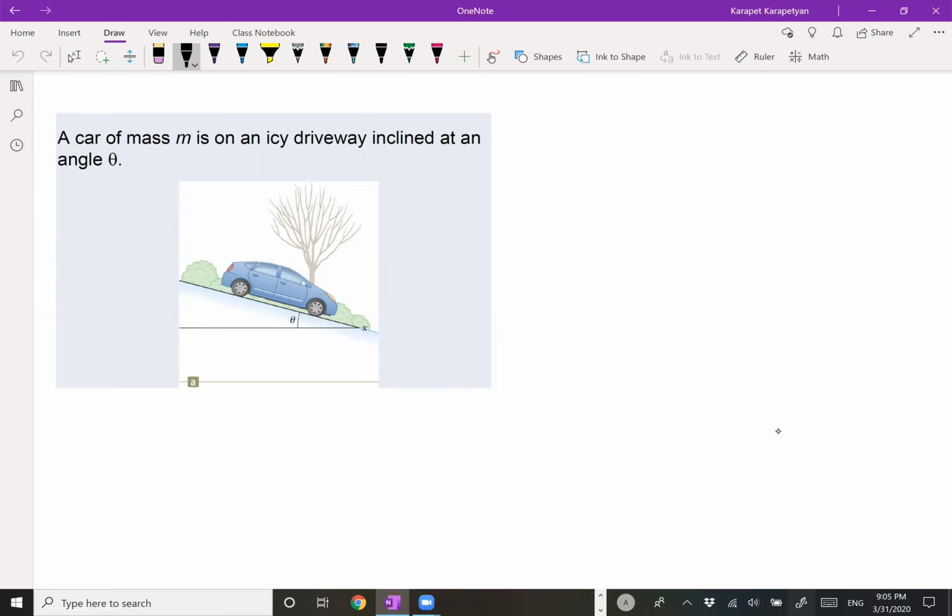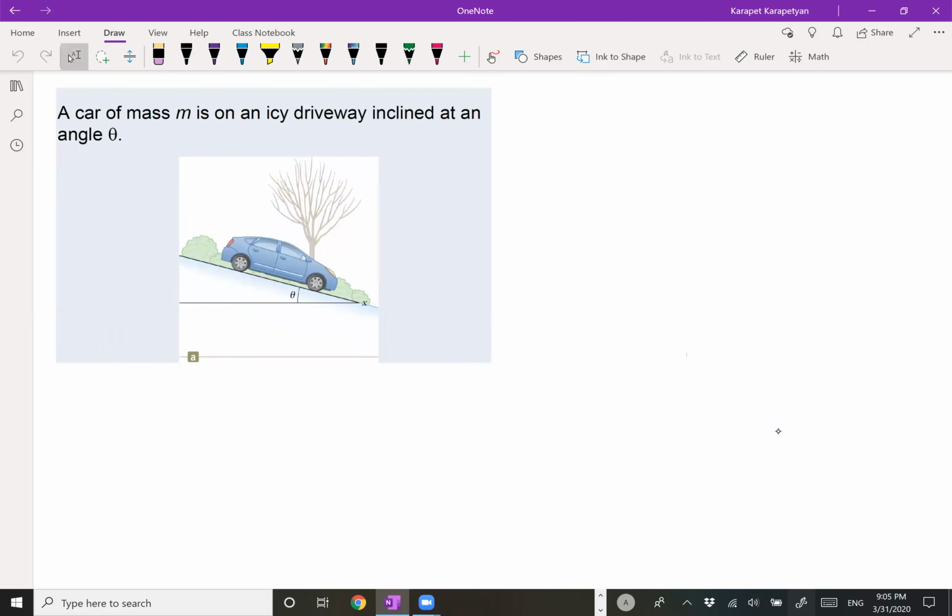All right, so let's look at another example here. You have a car of mass M on an icy driveway, inclined at an angle theta. All right, so a couple of things from here. Icy driveway is an indication that you should ignore the friction, okay?